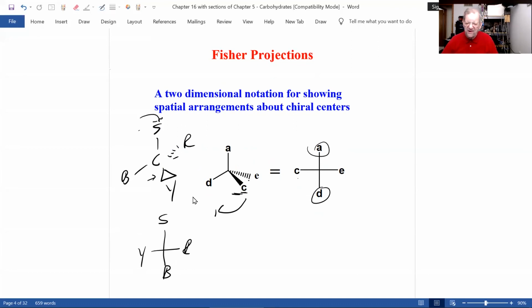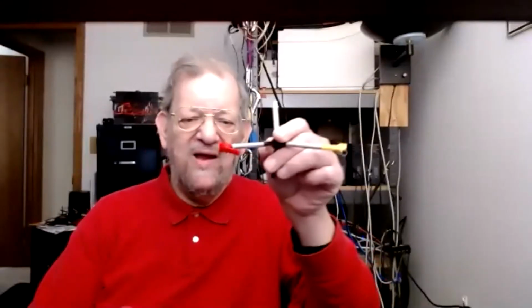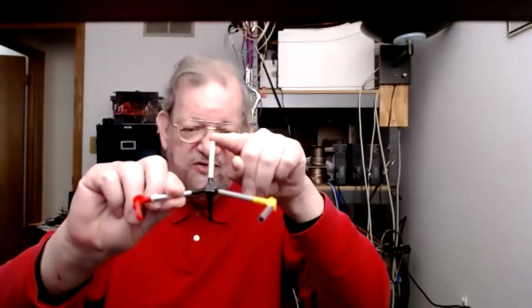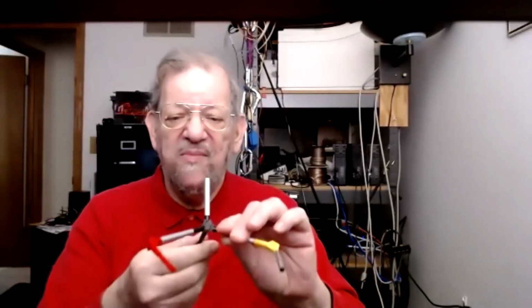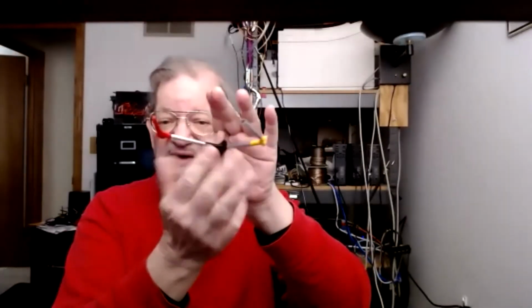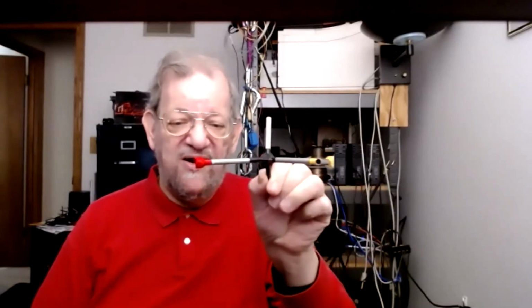So what this really means in a Fischer projection is C and E are coming toward you, and D and A are going back. And notice how red and yellow are coming toward you, and silver and black are coming away from you. And what Emil Fischer did was a quick way by flattening it out. So even though it looks flat, in real life, the Fischer projection, each carbon is like this.